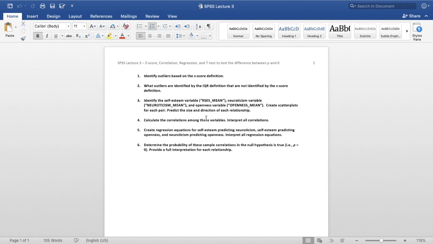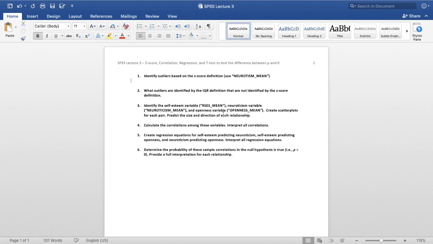Okay, so the document says identify outliers based on the z-score definition. Something I don't have here that I'm going to add, it's in my notes, is that we're going to use neuroticism underscore mean in the data set. So that's fine. So let's go ahead and do that.